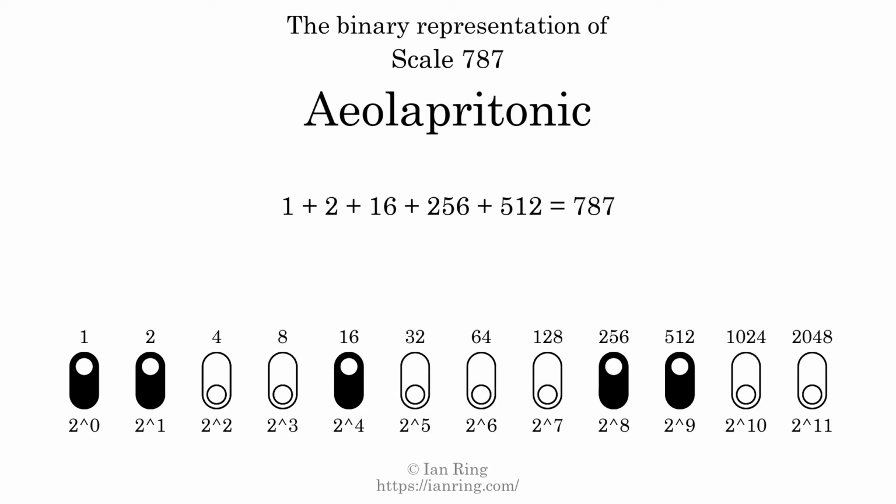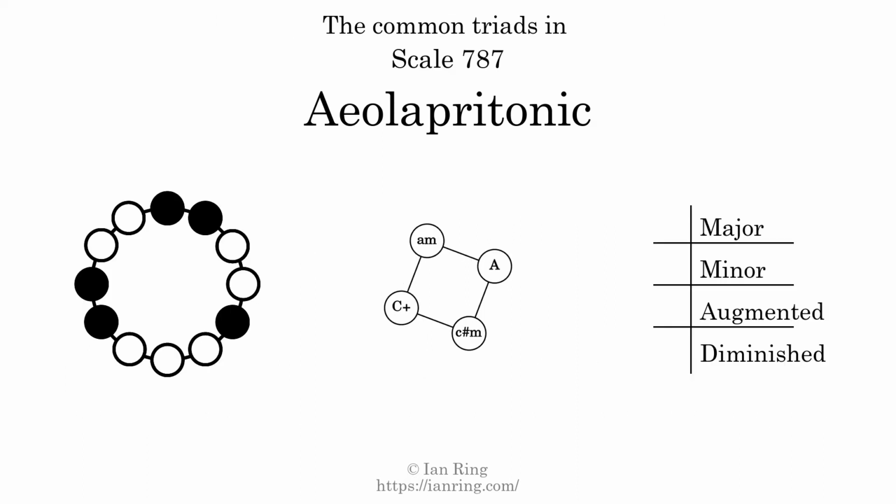The scale number not only enumerates the scale with a unique index, but it also literally describes the tonal content of the scale. Represented as a binary number in base 2, the scale number is 00110000100011. Here are the common triads present in this scale.